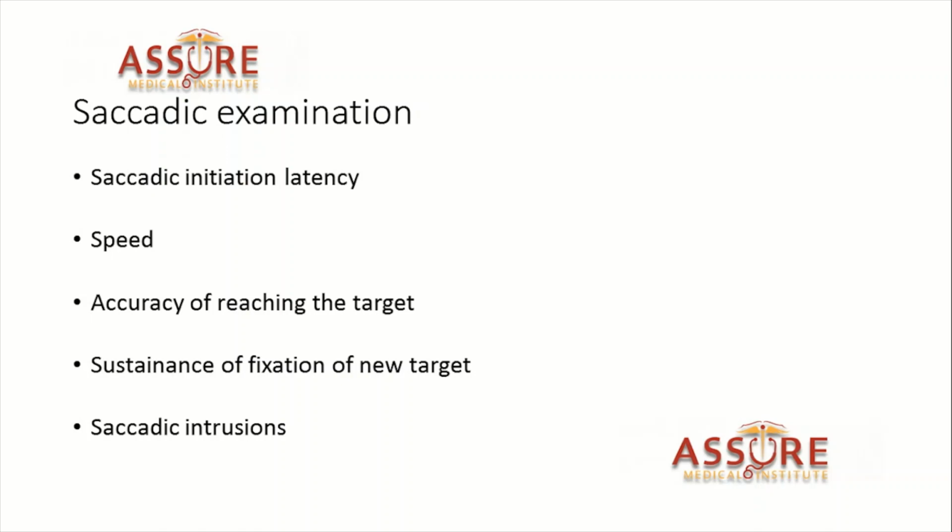Regarding accuracy of reaching the target, if it is under-reaching the target, that means hypometric saccades. If it is overreaching, that means hypermetric saccades. Hypometric saccades are seen again in degenerative conditions, progressive supranuclear palsy. Hypermetric saccades will be in cerebellar damage, especially the vestibulocerebellum and its connections. For fixation, if there is inability to fixate on the new target, it mainly drifts back and again goes back to the target. This is seen in nystagmus, and you have to look for saccadic intrusions.